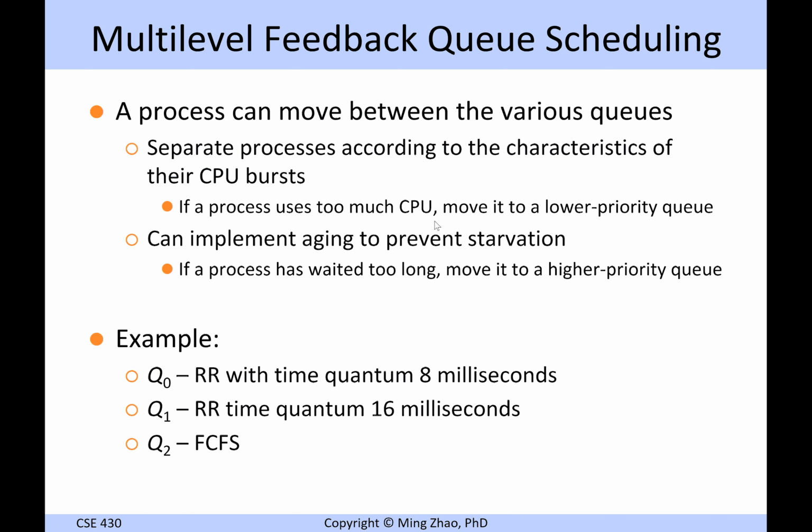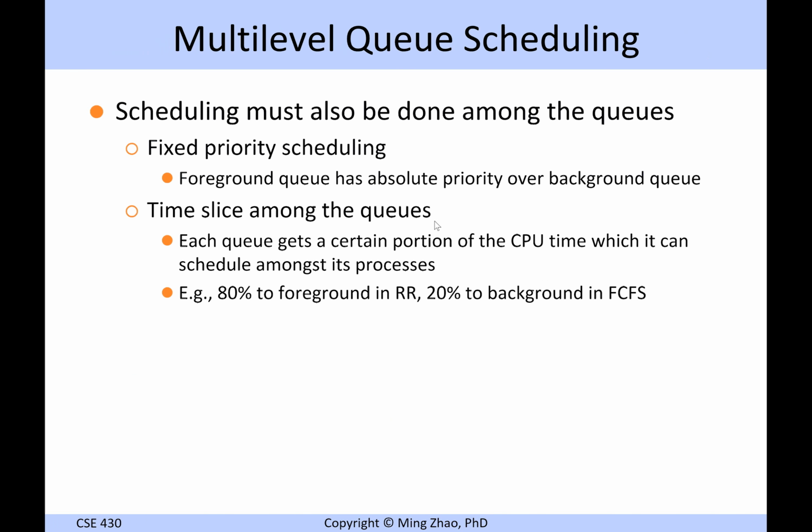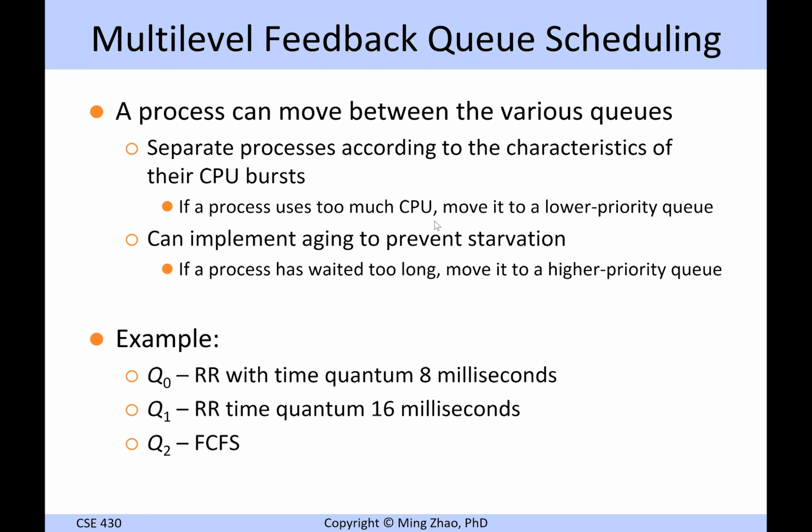Now with these different queues, we can also allow processes to move between the queues. So far we have talked about this: we have multiple levels of queues, and we do scheduling both within the queues and across the queues. There are reasons why we also want a process to be able to move across queues. What that means is that a process can move from one queue to another, say from a foreground queue to a background queue.